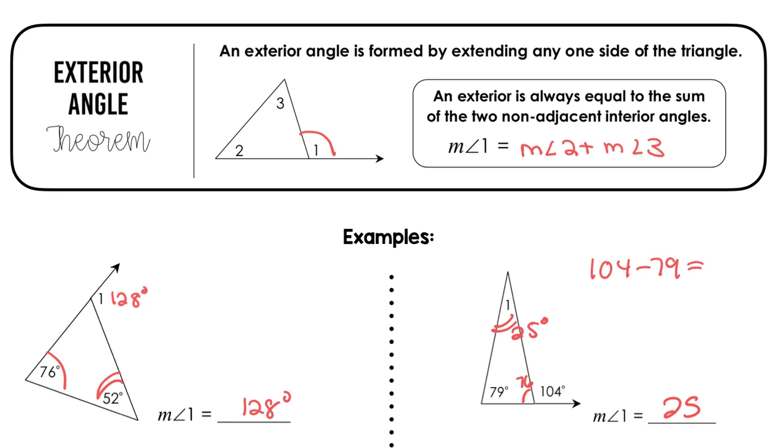Again, if you don't like that way, you could subtract 104 from 180 to get that this angle right here is 76, and then you could subtract 76 and 79 from 180. You get the exact same answer. So 76 and 79 would add to 155, and then 180 take away 155 gives us 25.